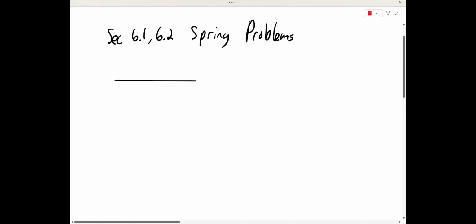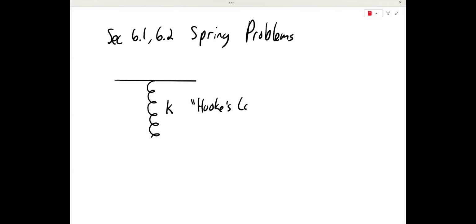You have some support here like this, and there's a spring hanging down. This is the spring, and the spring has some constant, a spring constant K. There's one called Hooke's law, but it's from physics, I guess. There's a spring, it has a spring constant, the stiffness of the spring, and then there's a mass hanging from it, like a block of some sort.